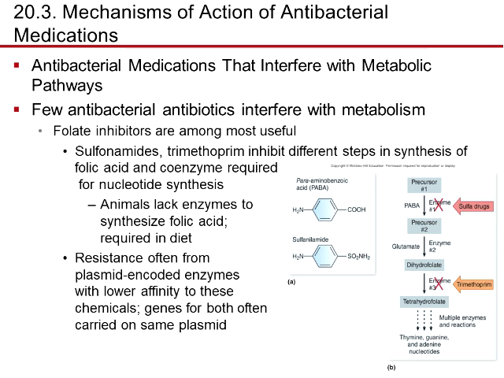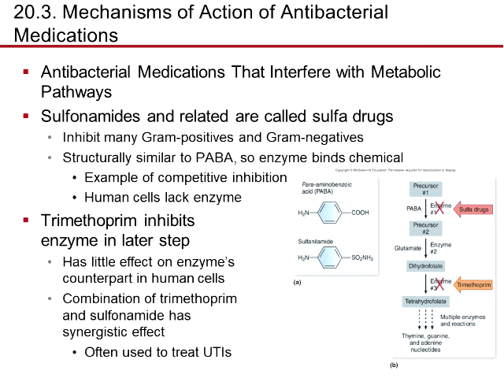They inhibit different steps in the synthesis of folic acid, a coenzyme required for nucleotide synthesis. Animals lack the enzymes to synthesize folic acid, and it's required in the diet. The resistance often comes from plasmid-encoded enzymes with lower affinity to these chemicals, and the genes for both are often carried on the same plasmid. So that's one of the drawbacks.